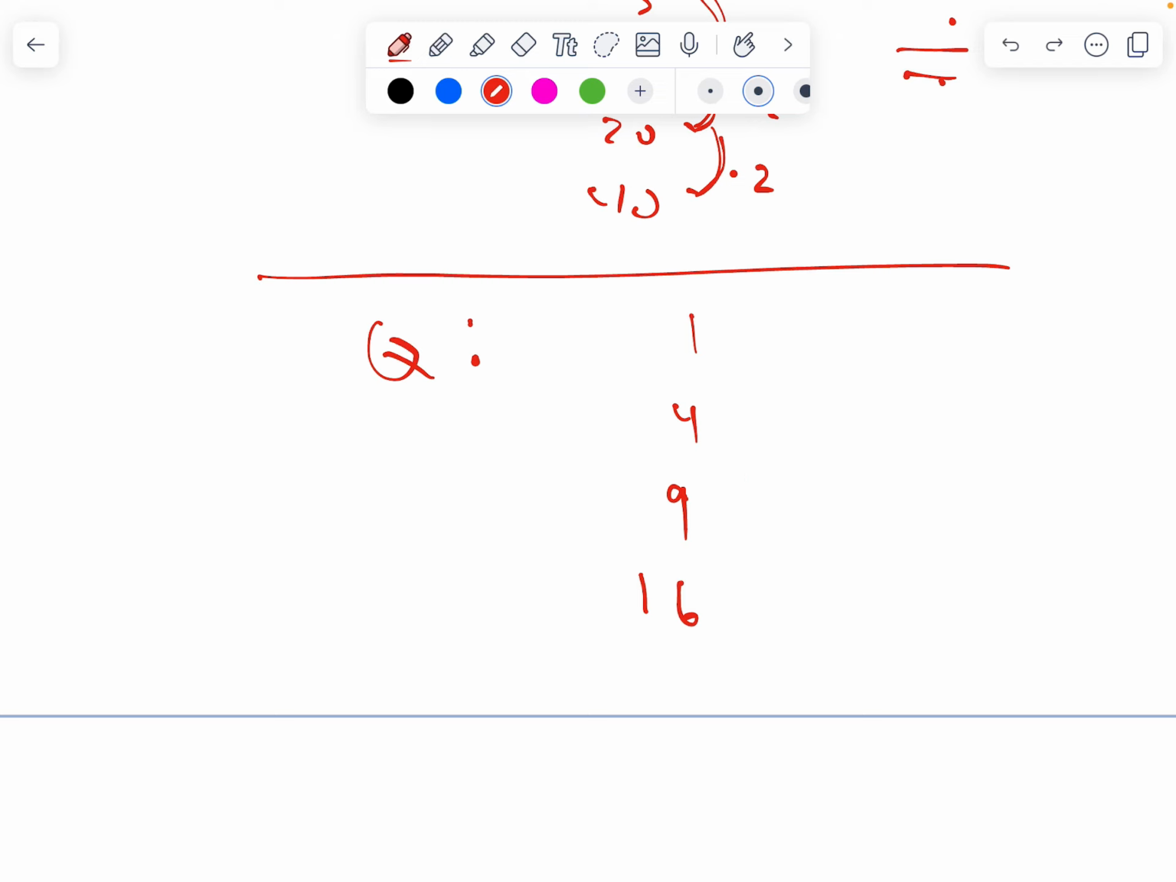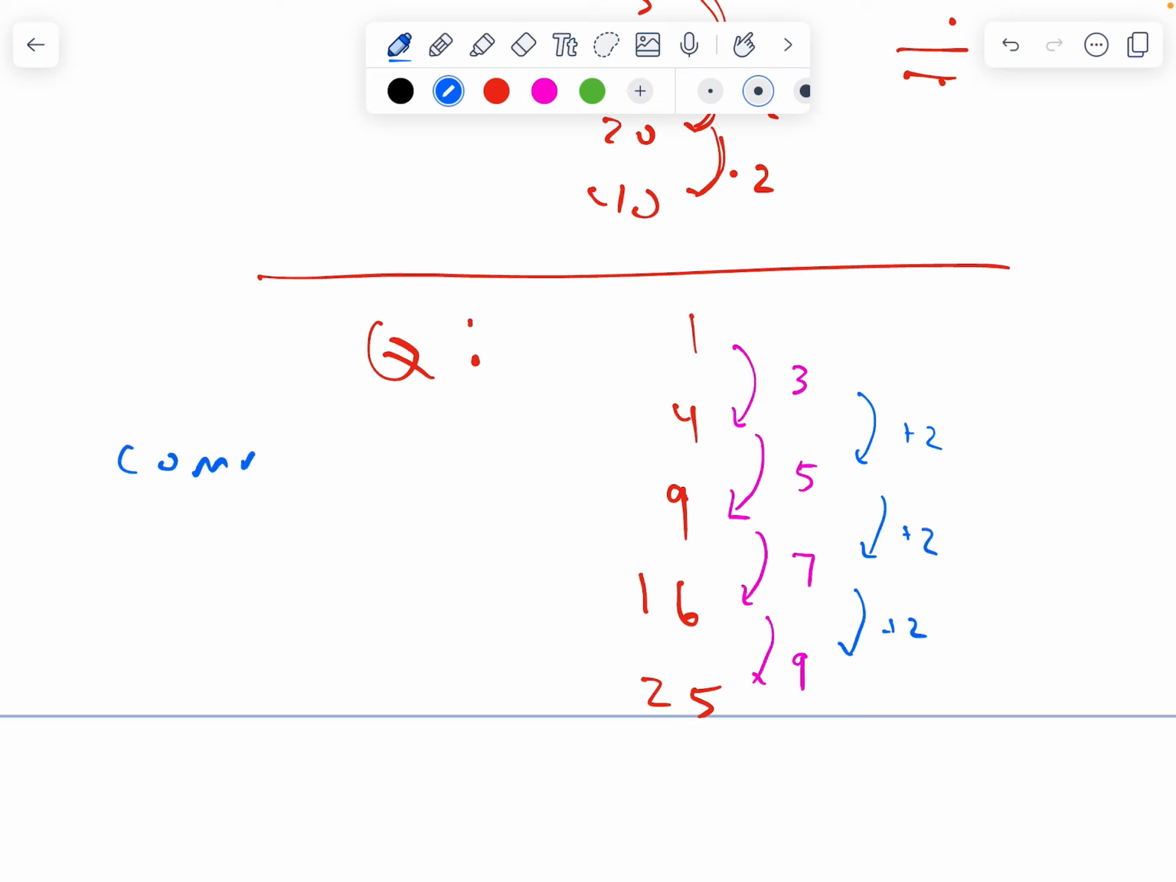So let's look, though, at the difference. Difference between 1 and 4 is 3. Now, I already told you it's not going to be the same difference each time, but if you keep looking at the differences, you might notice a pattern. The pattern is this. 3, let's go one more. If this is 25, then this is 9. And now if I take the difference of the difference, it will remain a constant. So for quadratic, you have a common second difference.